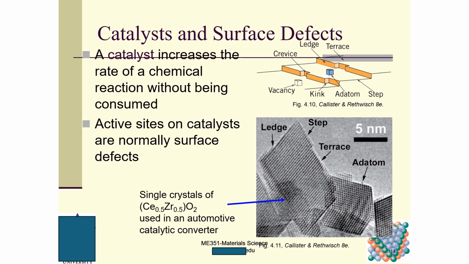Catalyst and surface defects. Catalyst, have you ever heard of a catalyst? A catalyst is a material that can change the rate of a chemical reaction without being consumed. This should be changed, not increased here. This is what I have learned, we say changed, not increased. But usually we use a catalyst because we want to increase the rate of chemical reaction.